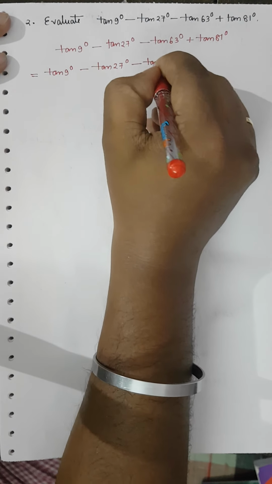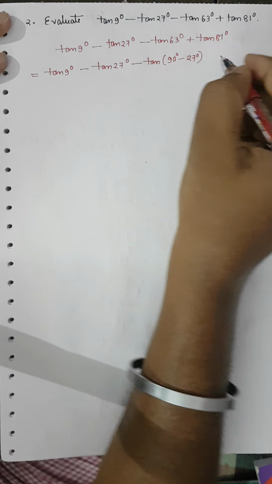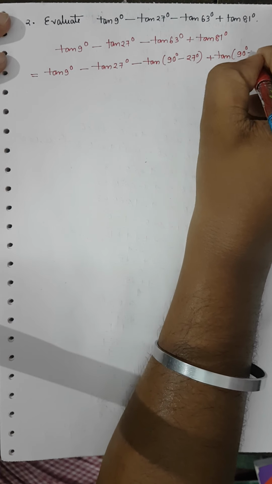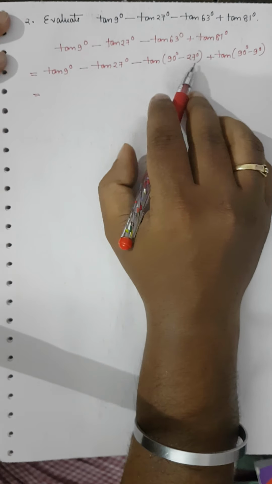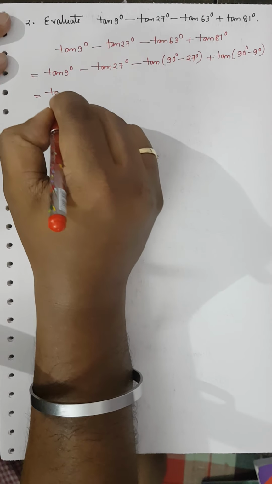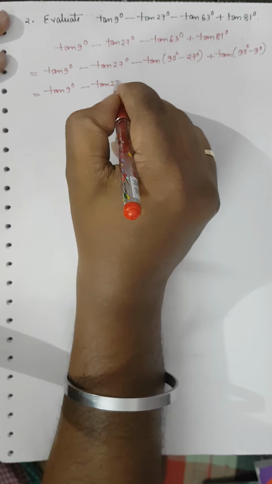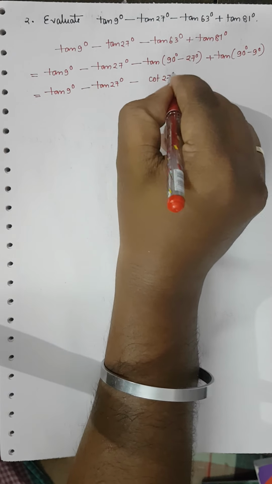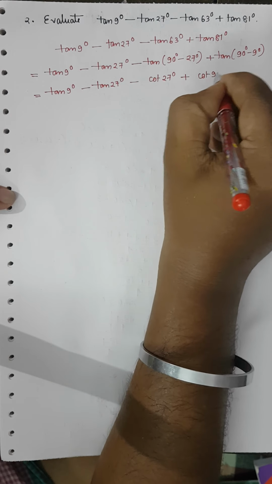This is tan(90° − 27°) + tan(90° − 9°). If I use the formula tan(90° − θ) = cot θ, it will be equal to tan 9° − tan 27°. This is equal to cot 27° + cot 9°.